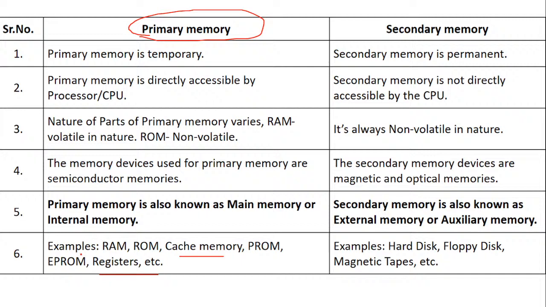So when we distinguish primary memory from secondary, primary memory is the one which is temporary. Secondary memory is the one which is permanent. Primary memory is directly accessible by the processor or CPU. We have seen both the examples now with the help of the diagram. Secondary memory is not directly accessible by the CPU. We have seen this also. The nature of the parts of primary memory varies. That is RAM, which is volatile in nature, and ROM, which is non-volatile.